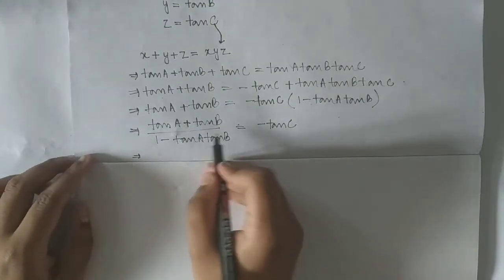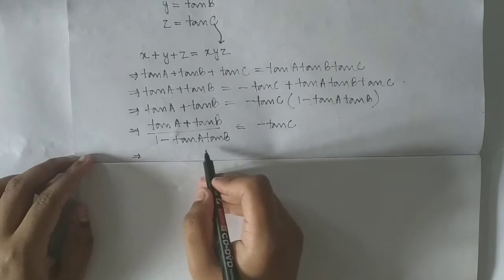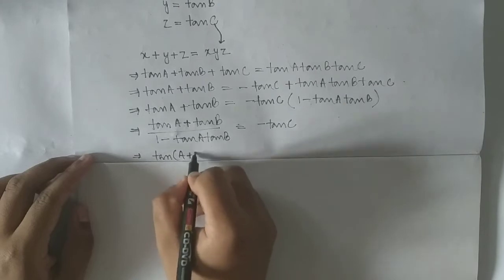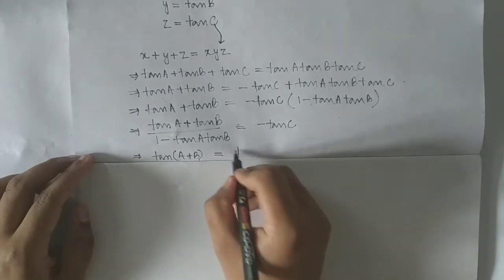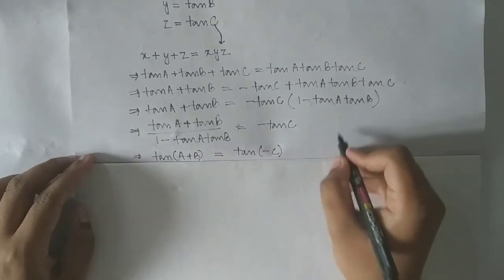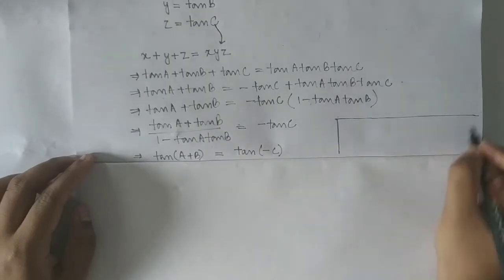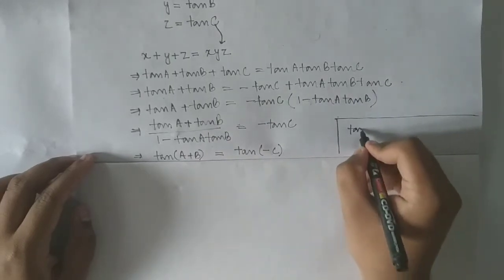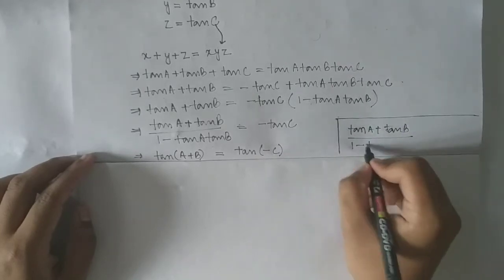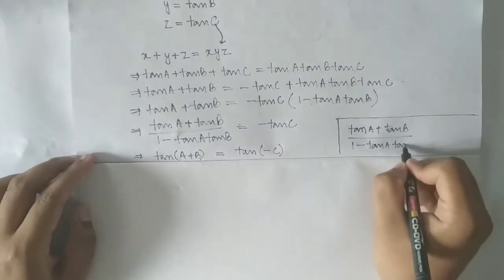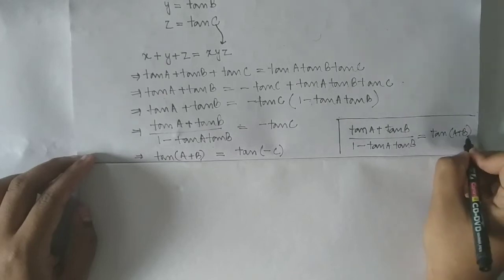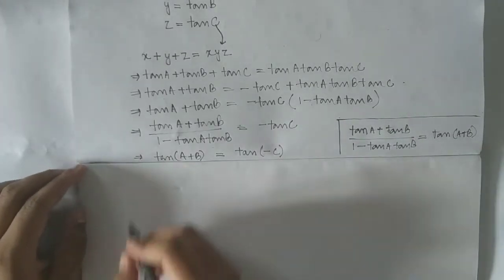Now I know (tan A plus tan B) divided by (1 minus tan A, tan B) is equal to tan of (A plus B), and I can write minus of tan C as tan of minus C. Let me write the formula on one side, that is tan of A plus tan of B divided by 1 minus tan of A, tan of B is equal to tan of (A plus B). So this is the formula which I used here.